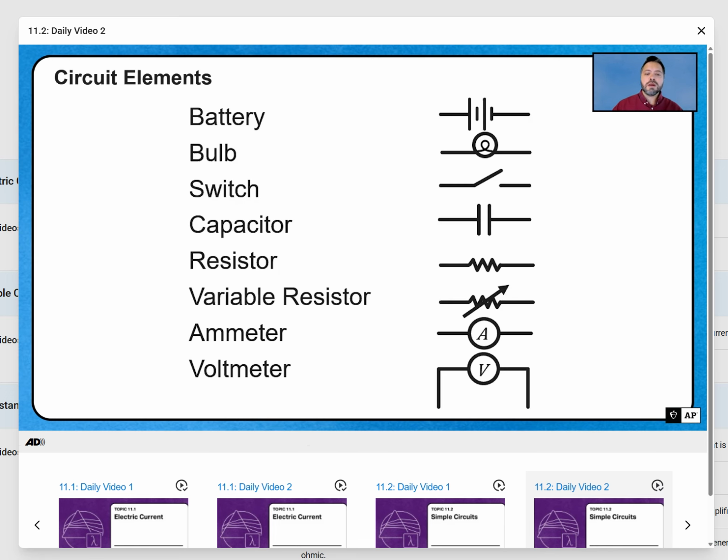And then we have the ammeter, which is going to be a circle with a capital A, and then the voltmeter, which is a circle with a capital V. In class, you may be using multimeters, which have an ammeter and a voltmeter setting. We don't have a symbol for that because we're typically going to dial in only one setting at a time, so you just need either the ammeter or the voltmeter in the diagram.